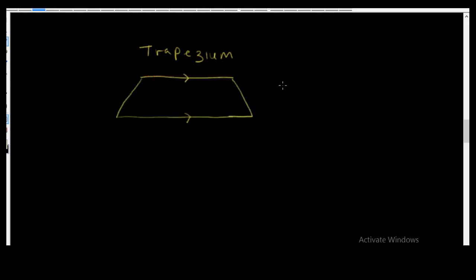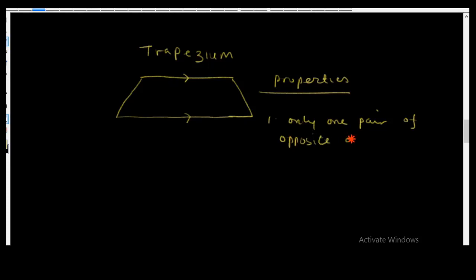All right, the next quadrilateral we're going to talk about now is the trapezium. A trapezium is a very special quadrilateral. Let's draw it on the board. So what are the properties of a trapezium? Number one, only one pair of opposite sides are parallel.